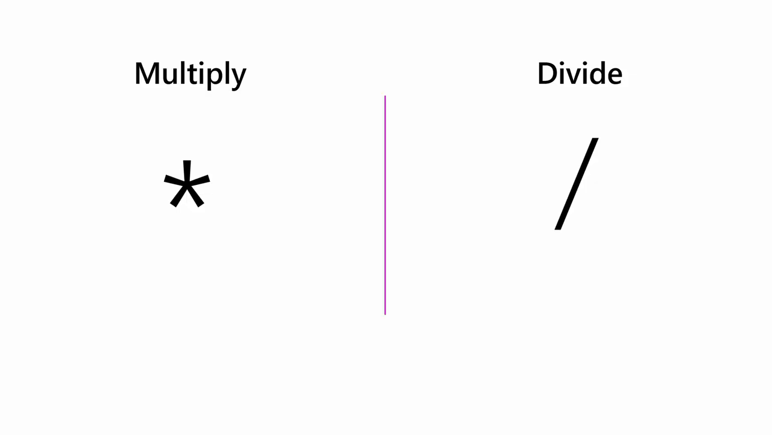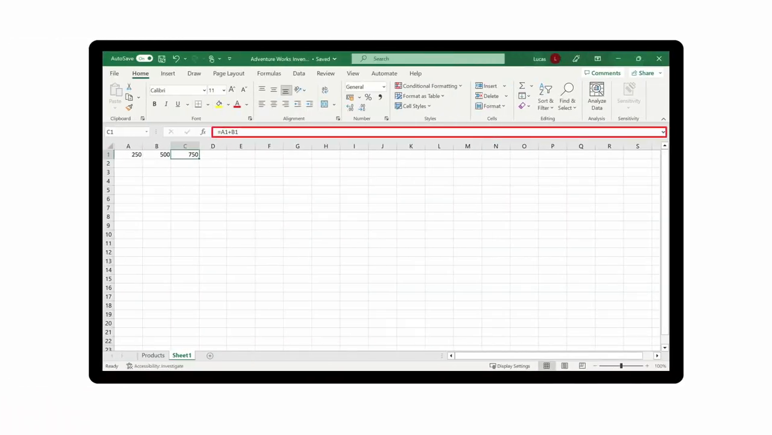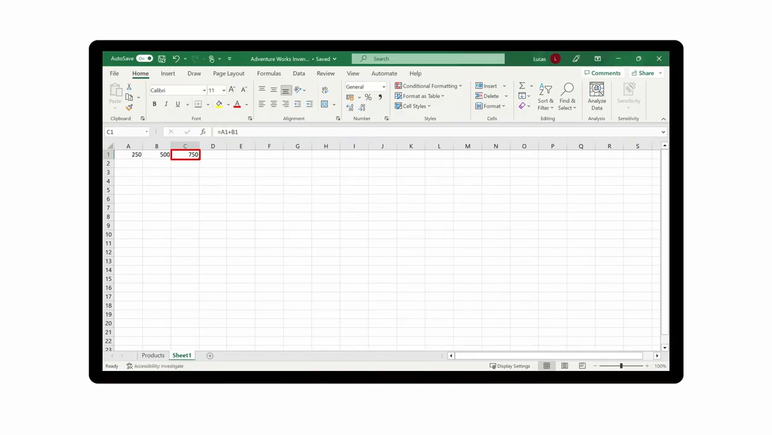Characters are used to indicate the type of calculation Excel should perform. The plus character is used for addition and the minus character for subtraction. The asterisk is used for multiplication and the / character is used for division. The formula bar shows the formula in the cell you are working in. The worksheet shows the result of the formula. This is important to take note of when you are creating or working with calculations.